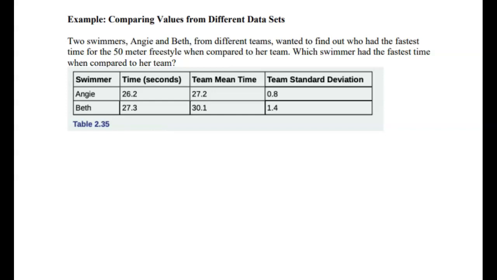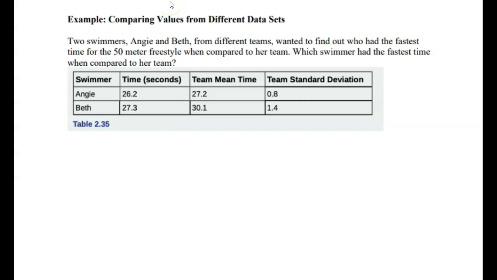Alright, so in this example, we want to compare values from different data sets. It's often hard to compare values if they come from different data sets because you don't have the same group, the same mean and standard deviation. So this is a way of making a good comparison, right?